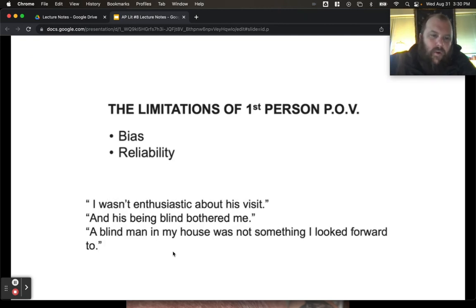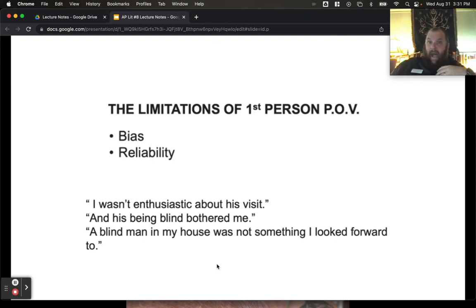All right. Quotes like this. I wasn't enthusiastic. This is that first person narrator from the piece. I wasn't enthusiastic about his visit. His being blind bothered me. A blind man in my house was not something I looked forward to. Personally, now I, as the reader, am coming to this with my own life experiences, but I'm thinking, gosh, this narrator, at least based on this excerpt, sounds awful. Being blind bothered you? A blind man in your house was not something you look forward to? Gosh, who are you? That sounds awful.